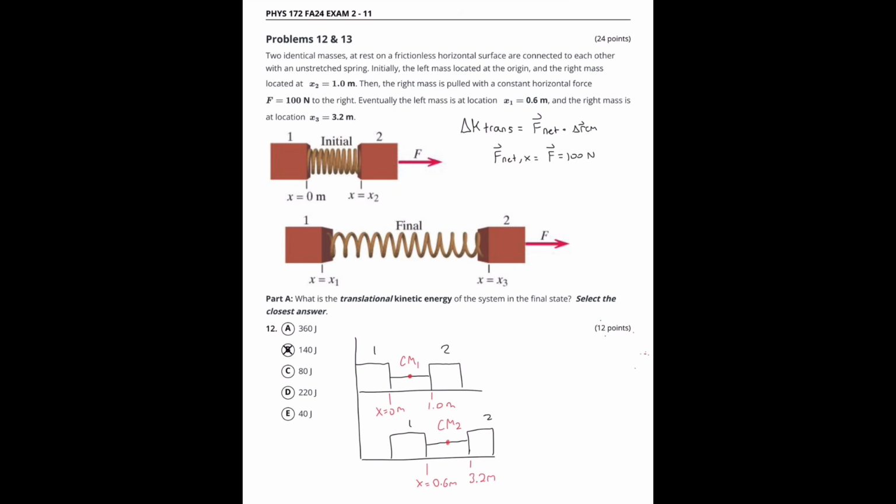So to find our center of mass 1, it'll simply be the average of the two. So it'll be 0 plus 1.0 meters divided by 2, and that will give us 0.5 meters. And center of mass 2 is equal to 0.6 plus 3.2 meters divided by 2, and that will give us 1.9 meters. So we can say our change in position about the center of mass is equal to 1.9 meters minus 0.5 meters, and that will give us 1.4 meters.